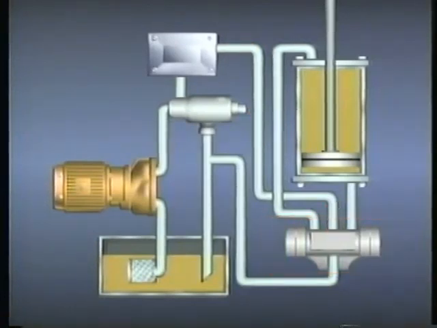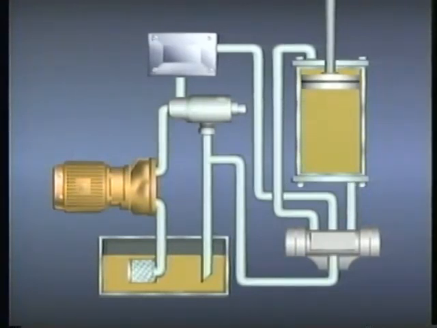In this example, the directional control valve routes the fluid to the lower end of the actuator. The fluid enters the cylinder, pushes against the piston, and moves it upward. The actuator in this example has fluid on both sides of the piston. So when the piston rises, the fluid above the piston is routed through the directional control valve and sent back to the reservoir through this line.